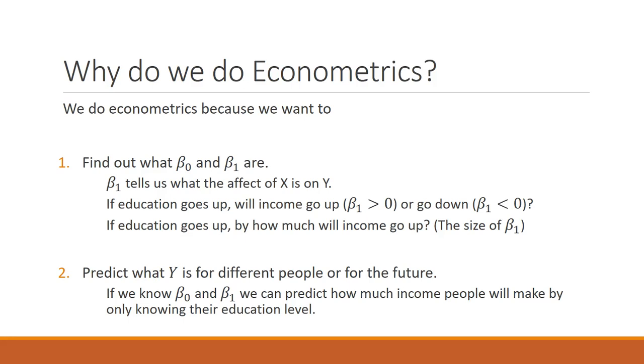All right. The other thing we want to use econometrics for is to predict what y is for a different group of people or for the future. If we know what beta 0 and beta 1 are, or that is we have good estimates of beta 0 and beta 1, we can predict how much people will make by only knowing their education level. That's, of course, assuming we have a good model. Okay, we'll talk about that later.